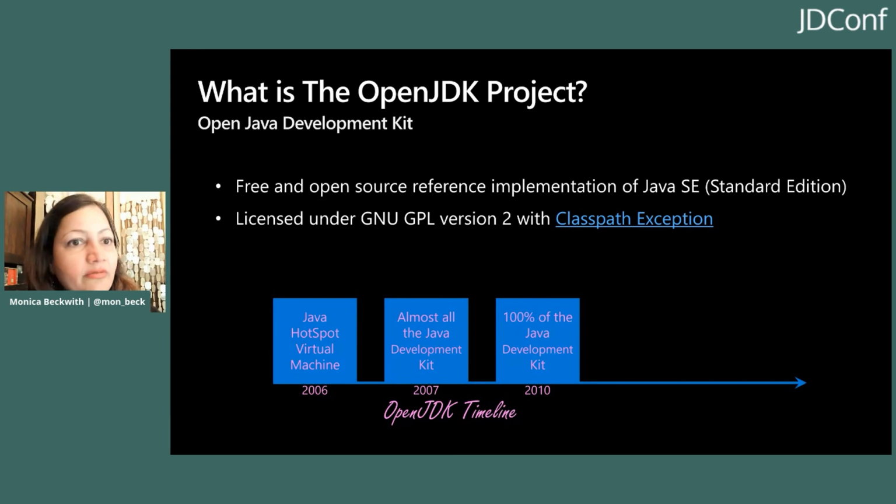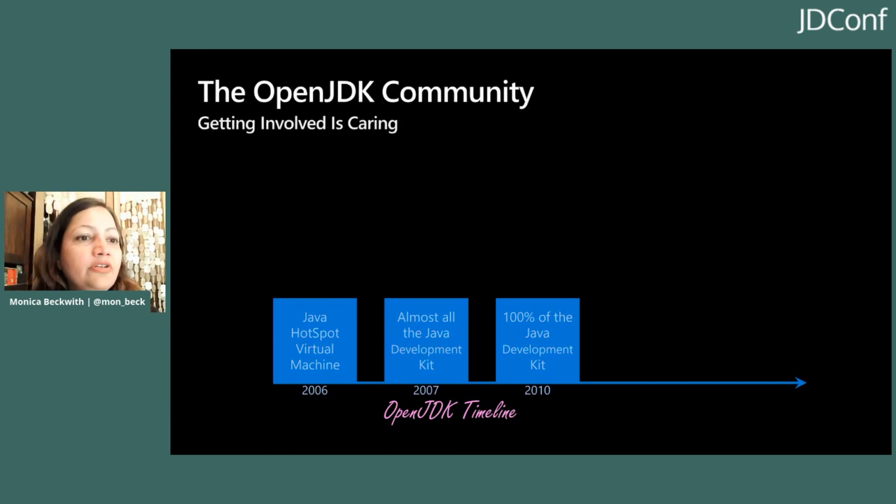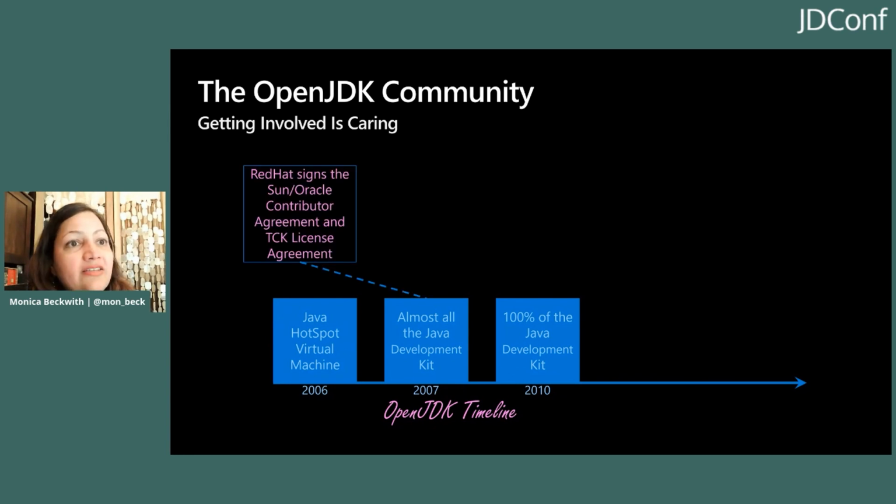And let's talk about the community now. As Sun was doing all these things, by 2010, Sun was acquired by Oracle as well. As this was happening between Sun and Oracle, Red Hat signed the Sun Contributors Agreement. As anybody contributing to OpenJDK would know, we need to sign the OCA and OCTLA, and I'm pretty sure Martin covered that earlier in the keynote as well. And then Red Hat also signed the TCK.